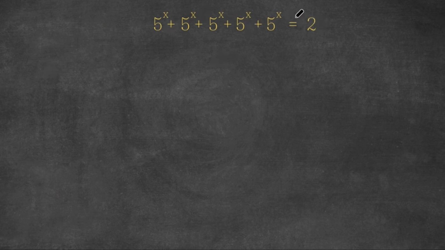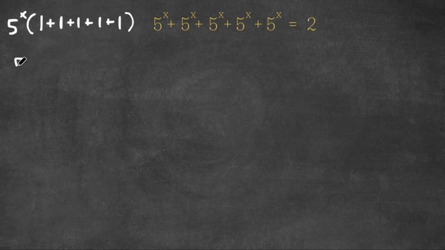Now, because our left-hand side here has all our terms being 5 to the power of x, what I'm going to do is factor out 5 to the power of x from our left-hand side. So by doing that, I get 5 to the power of x times 5 to the power of x divided by 5 to the power of x is 1 plus, same thing again, they're the same terms, 1 plus 1 plus 1 plus 1. Now, we want to simplify what's in the parentheses. So 1 plus 1 plus 1 plus 1 plus 1, that's going to be 5. So now we have 5 to the power of x times 5. And remember, this is equal to 2.